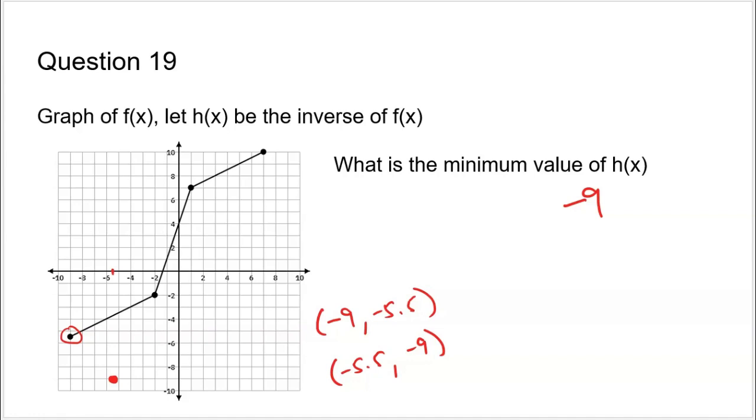So I'm just taking that low point and I'm switching it around, and I'm going to get that new point for the inverse, and that means my minimum value for the inverse is going to be -9. It was -5.5. That was for f, but when I found the inverse, it becomes the x coordinate, which was -9. So hopefully that makes sense, not too bad.